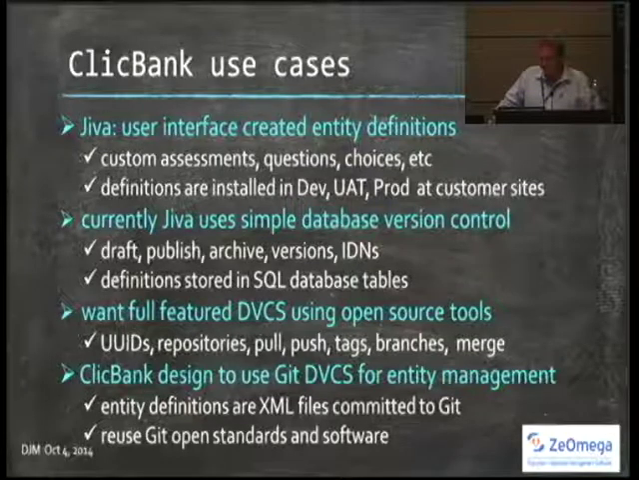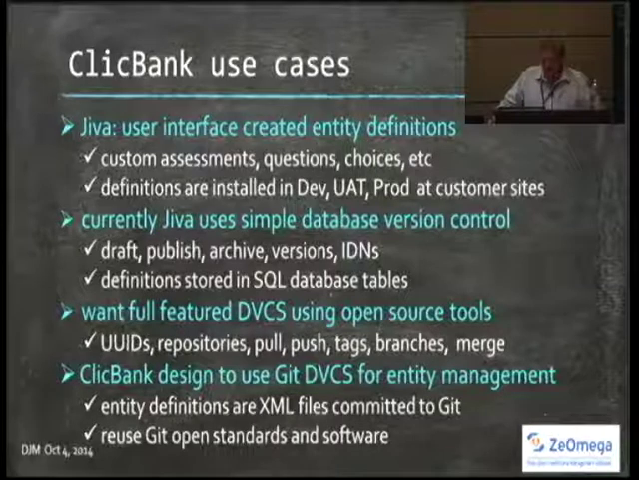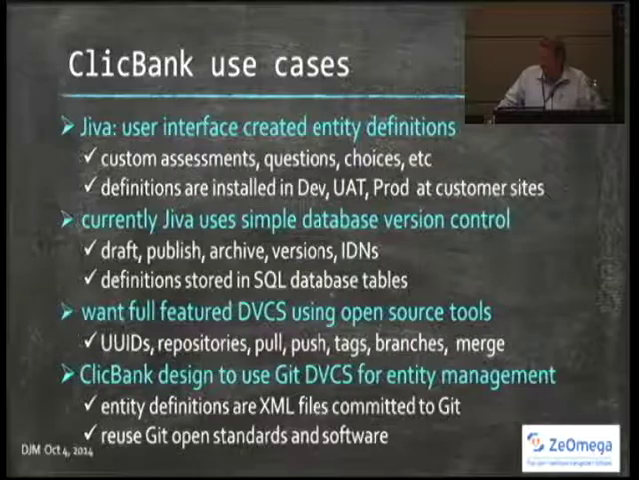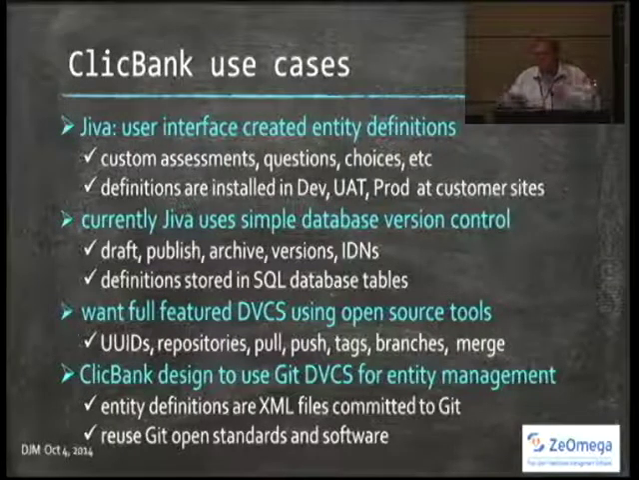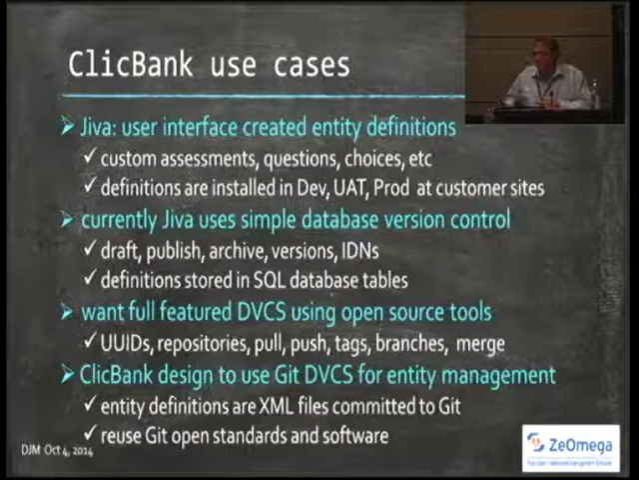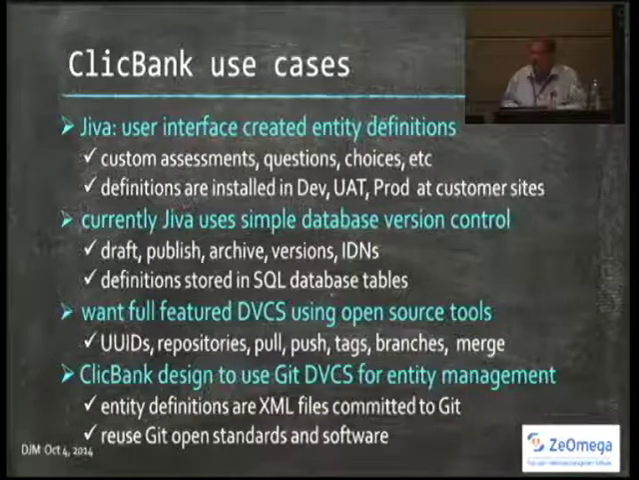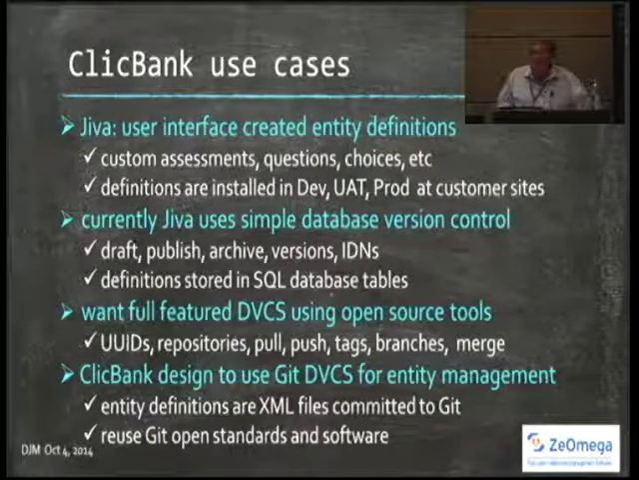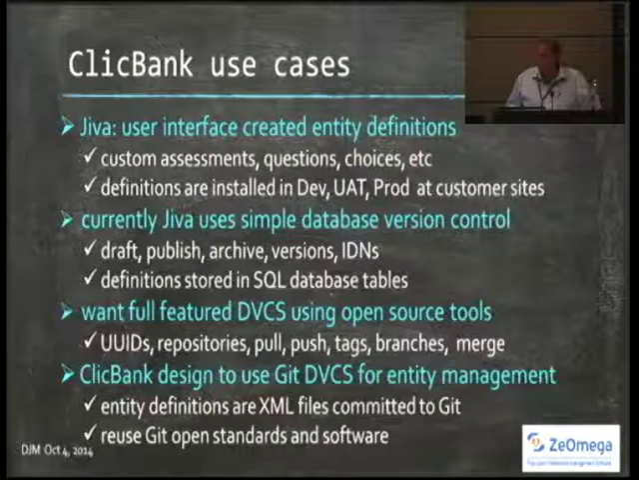The problem is that we have a simple database version control system. It has draft, published, and archive versions, and IDNs to track the identity of these objects, stored in SQL database tables. So what we want is a full-featured distributed version control system, so that as we move these definitions from one machine to the next, we know which definition it is, that it has a unique name, and we get the right one. Otherwise, you can accidentally wipe out one object because its IDN doesn't match that on the other system.